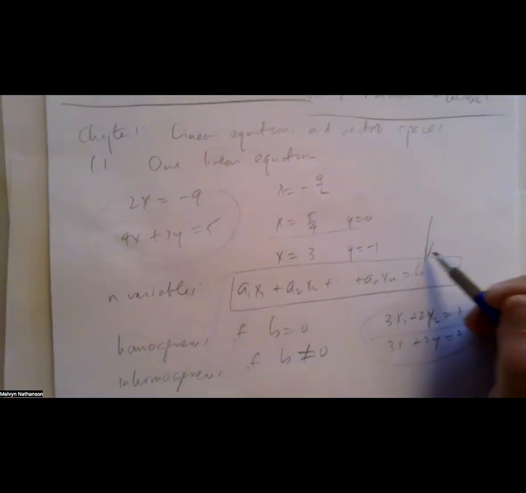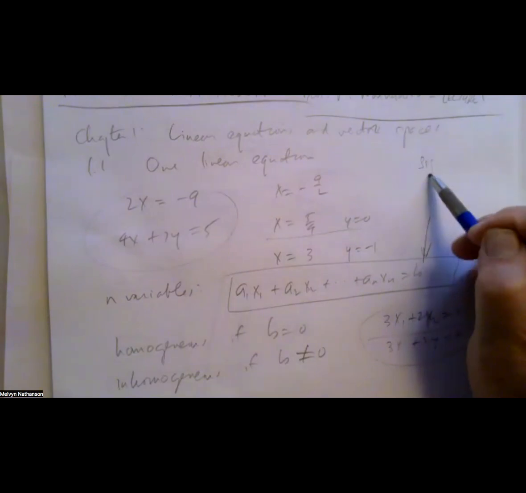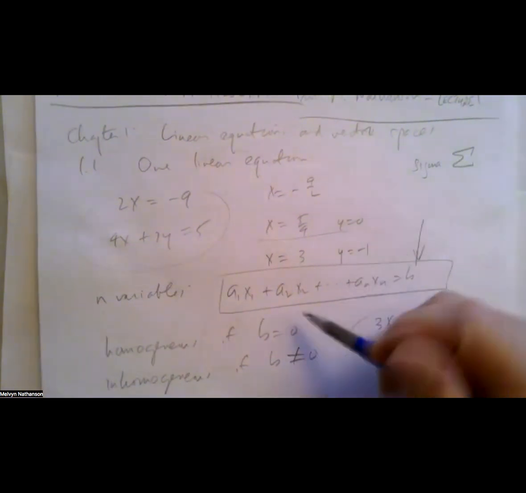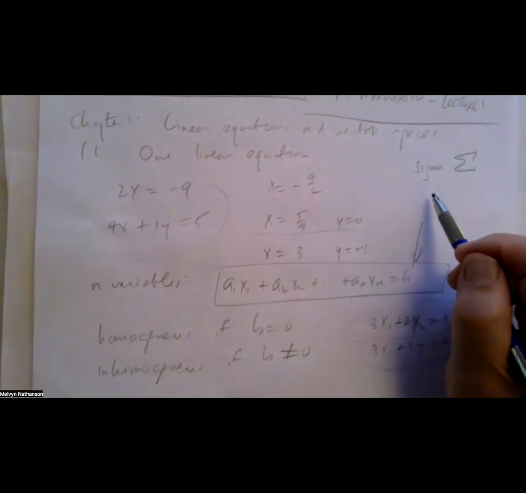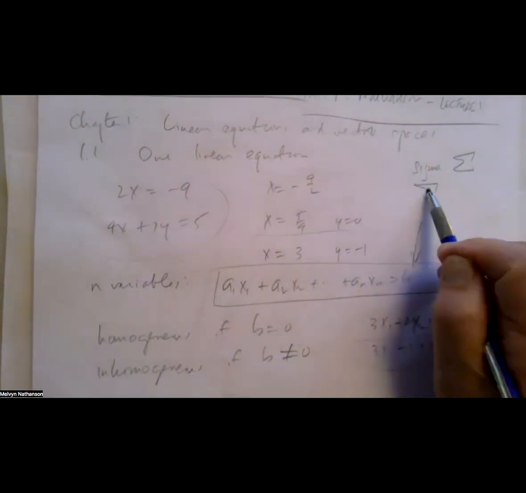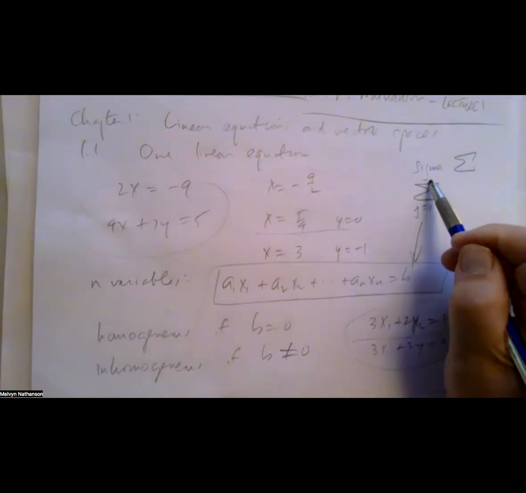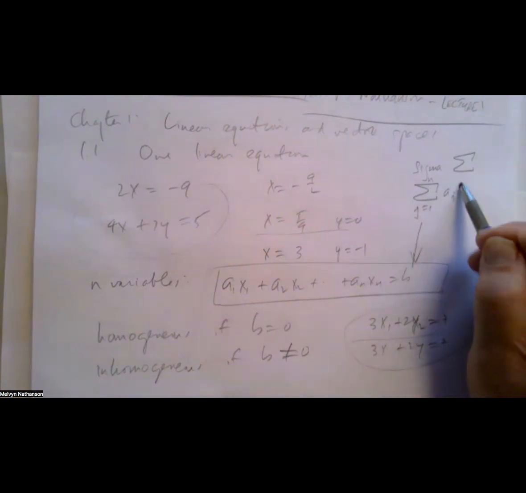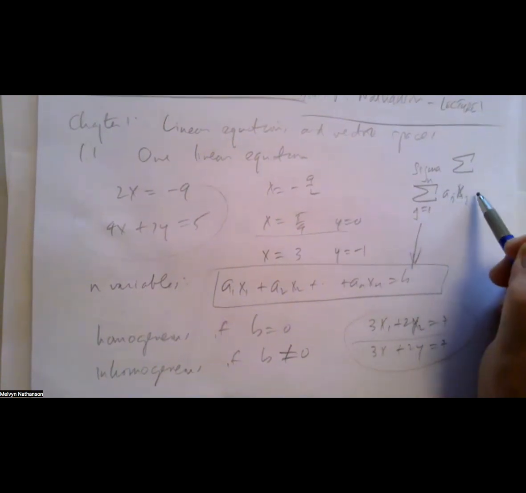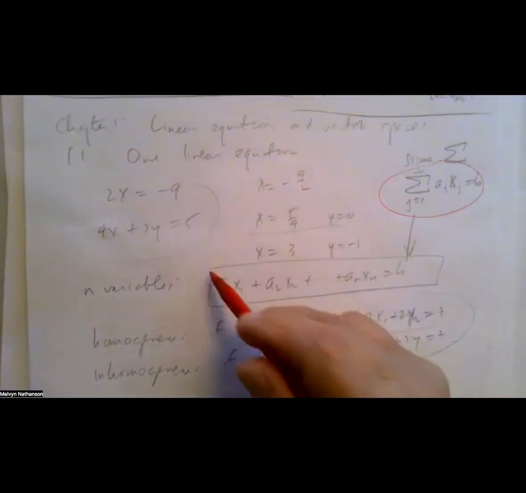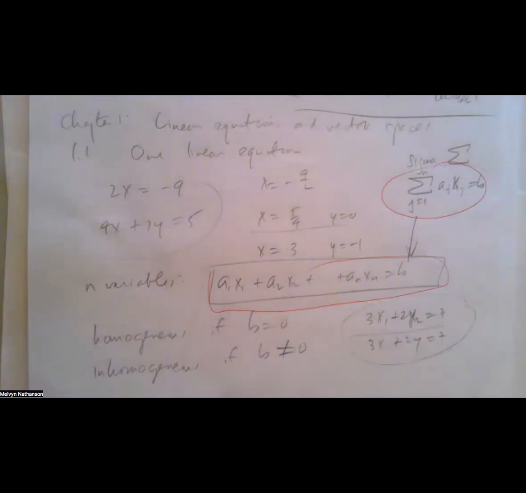And we use sigma notation. This is a capital Greek letter sigma, and using sigma notation, which you've certainly seen in calculus, you would write this as the summation, j goes from 1 to n, a sub j x sub j equals b. So this is the same equation as this, using this more concise notation.